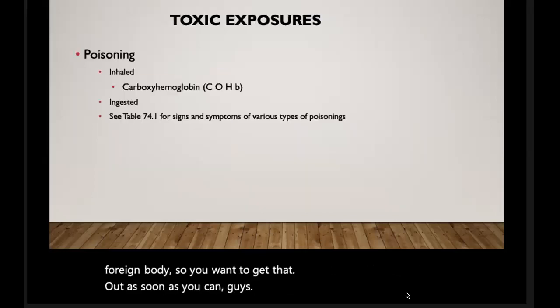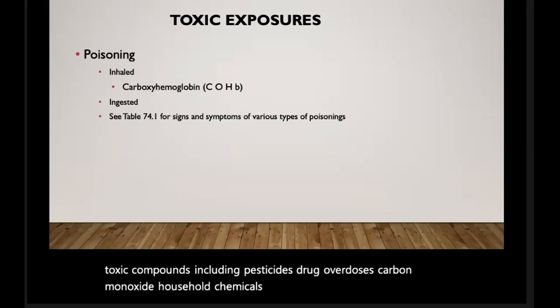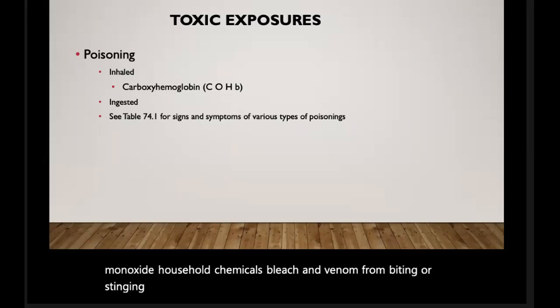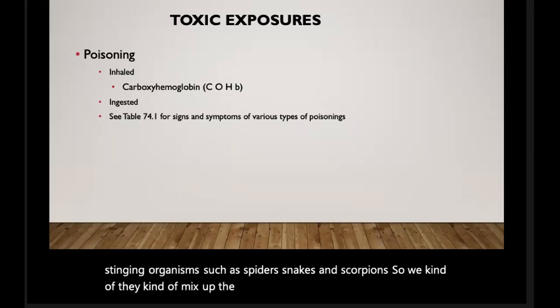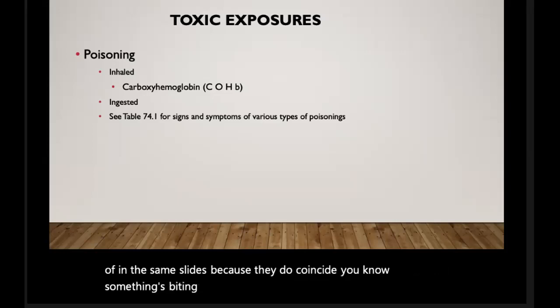In terms of toxic exposures, poisons encompass a wide variety of toxic compounds, including pesticides, drug overdoses, carbon monoxide, household chemicals, bleach, and venom from biting or stinging organisms such as spiders, snakes, and scorpions. So they kind of mix up the poisoning and the bites and stings in the same slides because they do coincide. Something's biting you and injecting you with poison, you're going to want to know about it.